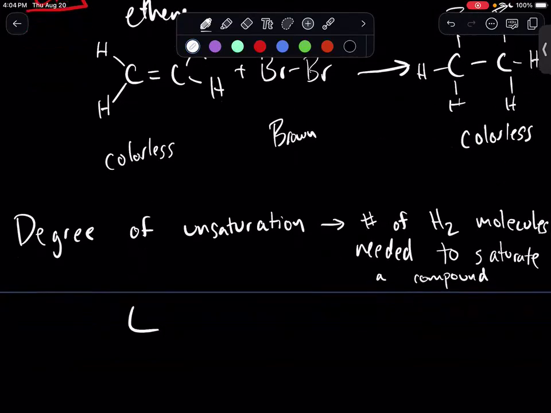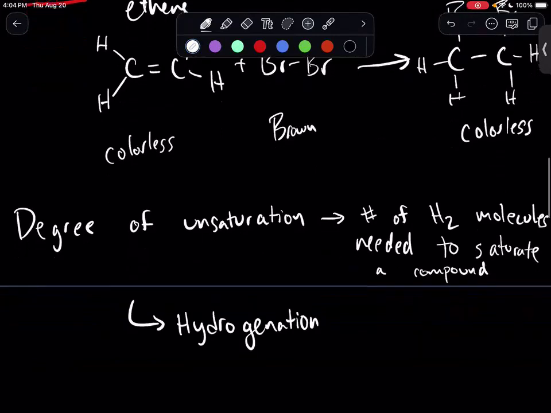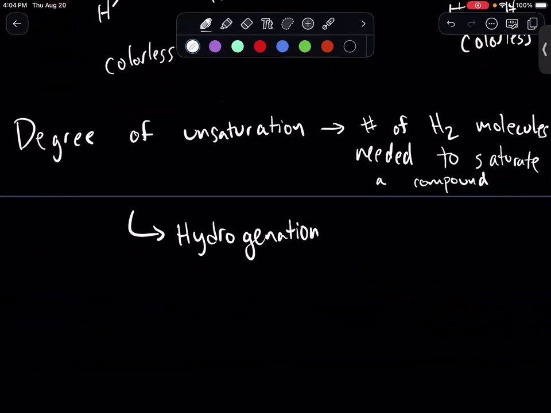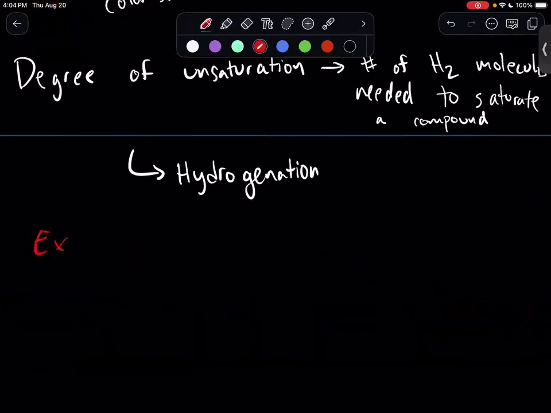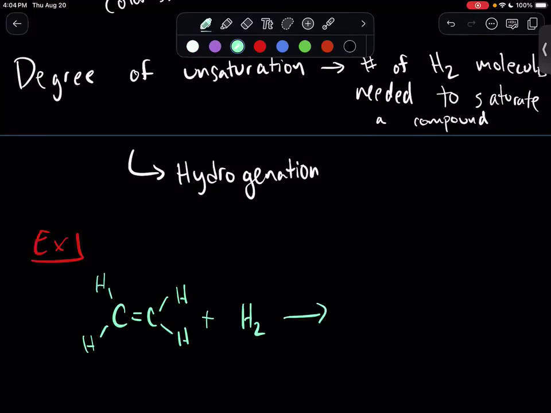This process is called hydrogenation. So hydrogenation is adding hydrogen to reduce a compound. We can see this here if I do another example using the same ethene. So C double bond C only needs one hydrogen molecule to turn into ethane. And so that would be hydrogenation.